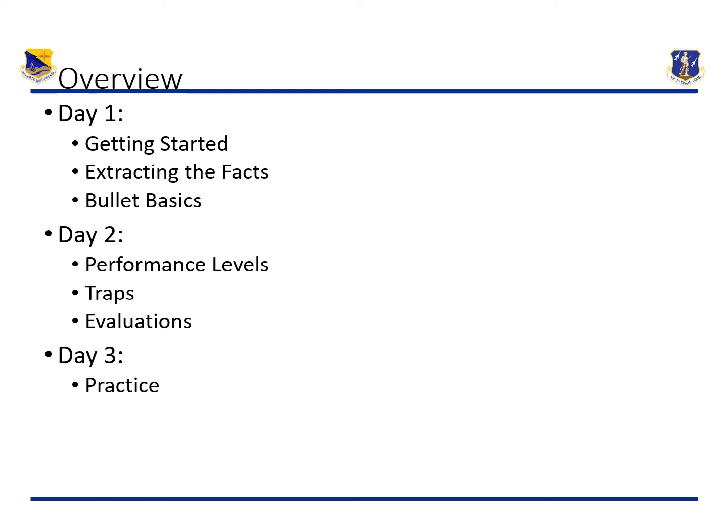On day one, we're going to learn how to get started, how to focus ourselves, how to extract some of the facts, and then we're going to cover some of the basic facts related to bullet writing. Day two, we'll cover the performance levels associated with grading bullets and also thinking about writing bullets. We're going to discuss some of the traps. We're going to cover very briefly some of the evaluation requirements when it comes to bullet writing. And on day three, we're going to do a self-paced practice where we're able to maybe write ourselves our own APR or maybe write ourselves a 1206 for our own decorations.